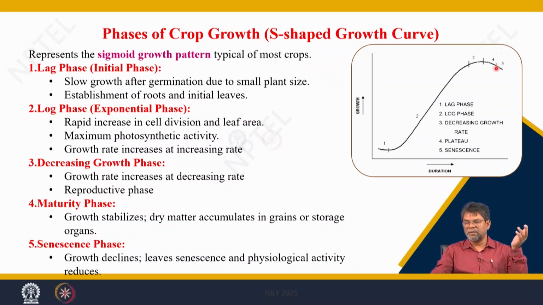So, if you do not harvest here, if you make a delay in harvesting, there is leaf senescence, there is a drop, there may be over maturity, there may be loss of grain. That is why understanding of the growth phase is very essential.